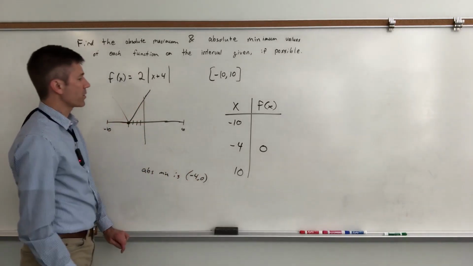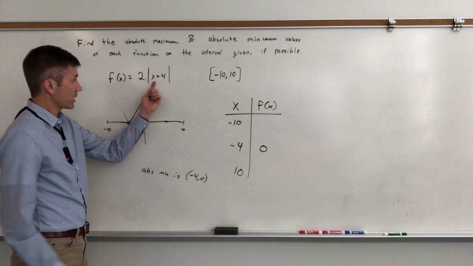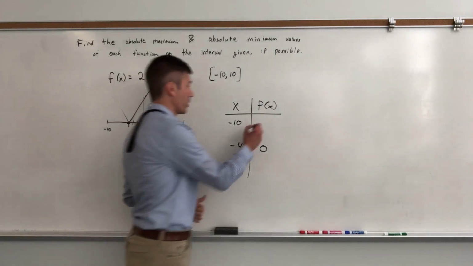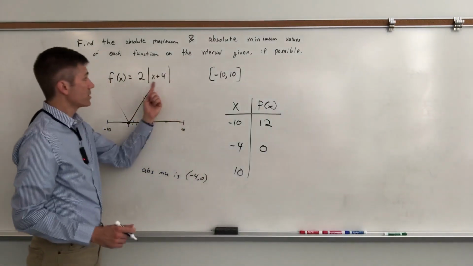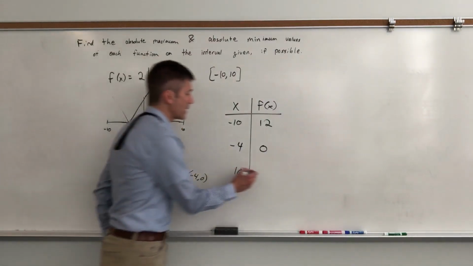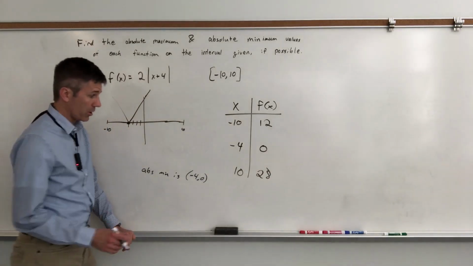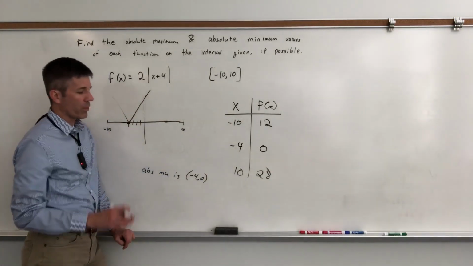Okay, let's figure out what happens if I plug in a -10. -10 goes here. That gives me -6 becomes +6 times 2 is 12. And 10 goes here, is 14 times 2 is 28. And that is pretty straightforward. I think we have found the lowest, clearly. We also found the highest.